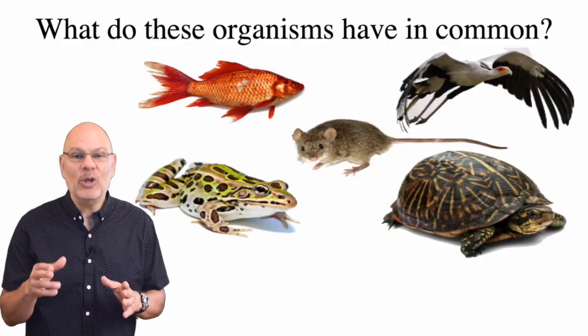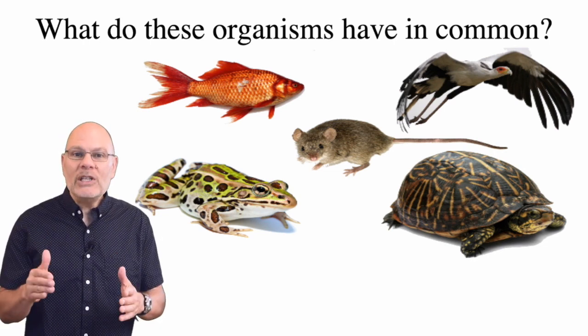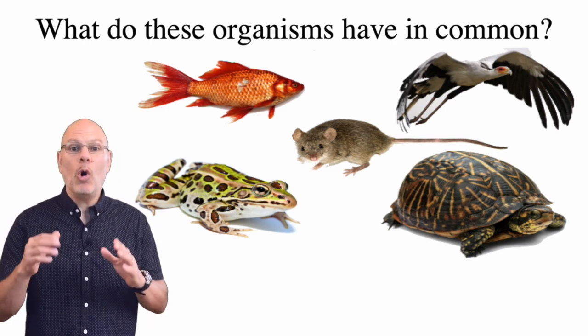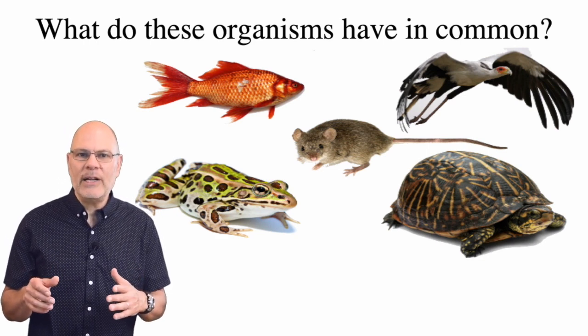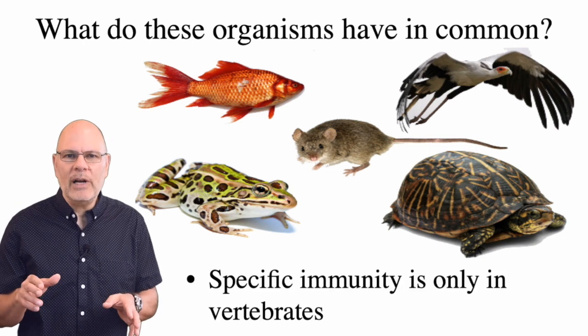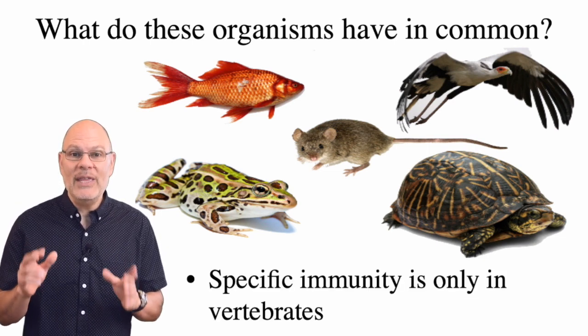Let's start with an evolutionary view. What do all of these organisms have in common? The reason why this is important is that while all organisms, even bacteria, have some type of system for fighting off infection, only vertebrates have the type of specific responses that we'll be talking about in this lesson.